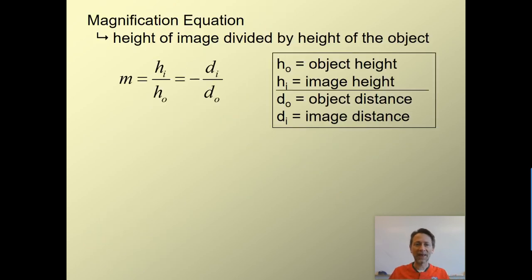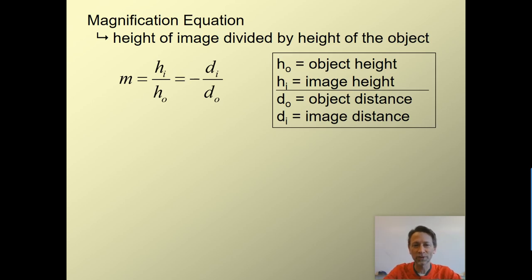Now, let's put some math to this. There are two equations that go with this. There's the magnification equation, which says that the height of the image divided by the height of the object is equal to the magnification, or the negative image distance divided by the object distance is the magnification. And this is what I would call the hi-ho-dido equation. Hi-ho-dido. Hi-ho, which is your magnification.